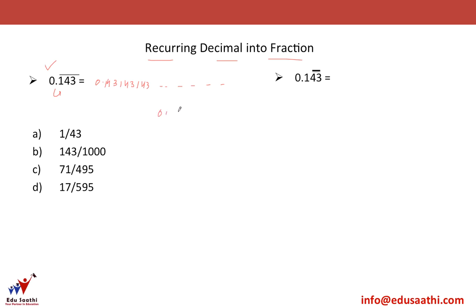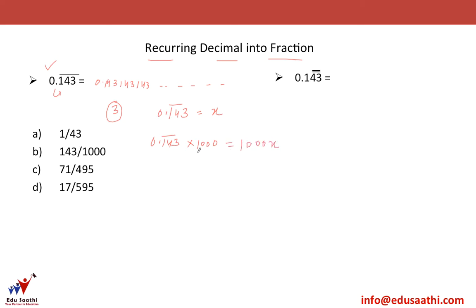What you'll do is you'll equate 0.143 bar to x. Now you'll count the number of digits which are covered under the bar. So I have 1, 4 and 3. I have 3 digits which are under the bar. So what you'll do is you'll multiply 0.143 bar by 1000. Now I've multiplied by 1000 because there were 3 digits under the bar. If there were 4, I would multiply by 10,000. So this is equal to 1000x.